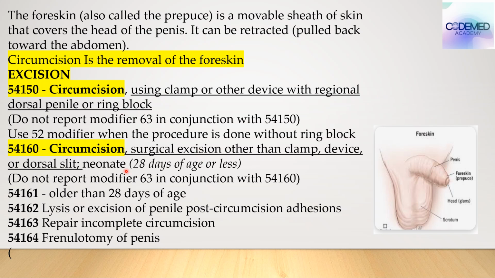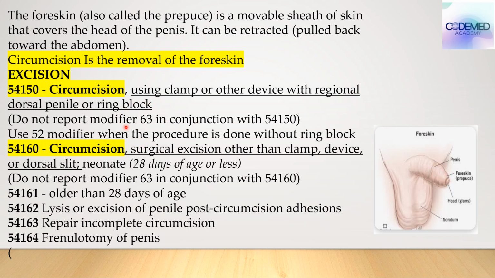So, if you see, all the codes differ based on how you carried out that circumcision. Is it with the help of a clamp or surgical excision? Then regional block is always included. Sometimes we do not give the regional block, and that time we have to use the modifier 52.